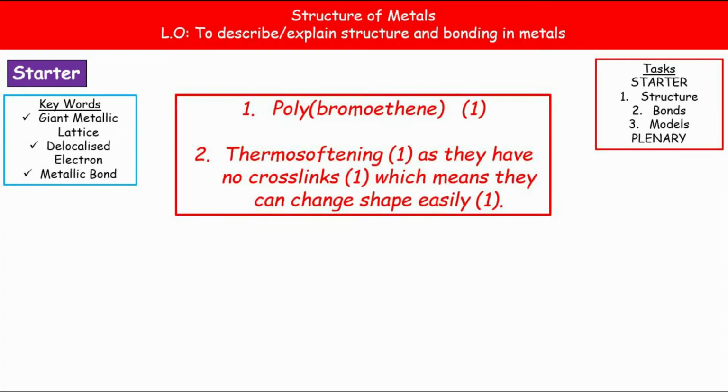First question then, the polymer of bromoethene would be polybromoethene, 1 mark for that one. And for our second, hopefully you said thermosoftening for 1 mark, and then you needed to explain it, so they've got no crosslinks, 2nd mark, and that means they can change shape easily for our 3rd mark. So give yourself a total out of 4 for your starter.